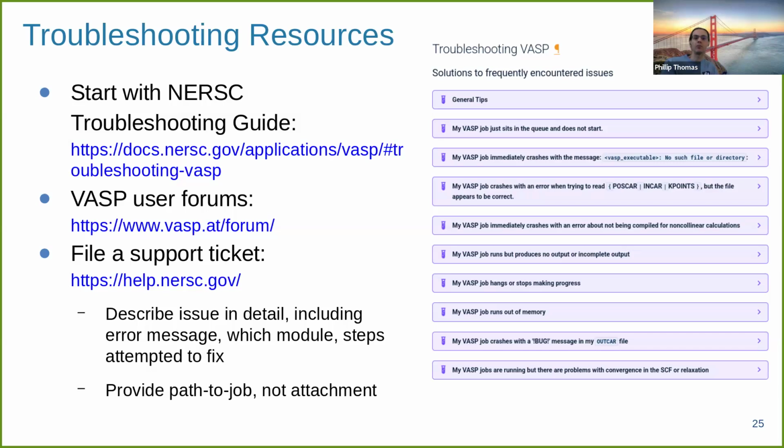Finally, if you're attempting to troubleshoot a job and you're stuck, you can file a support ticket with NERSC, and we'll look at your job and then try to troubleshoot it. And if you do this, then it helps NERSC if you describe your issue in as much detail as possible, including the error message and the steps that you used to try to fix the job. And when doing this, it's usually not necessary to attach any files. Instead, you can just provide the path to the job of where it is running on Perlmutter, and then NERSC staff can go and look at it in its context directly, and then copy it if needed to reproduce the error.